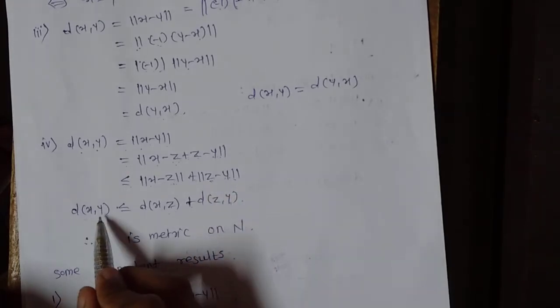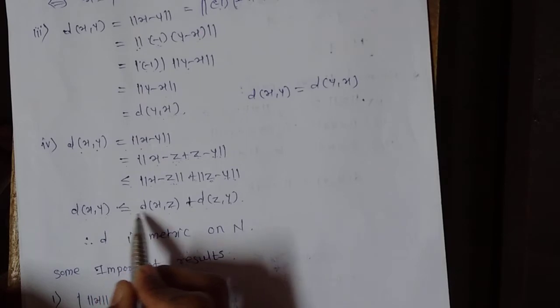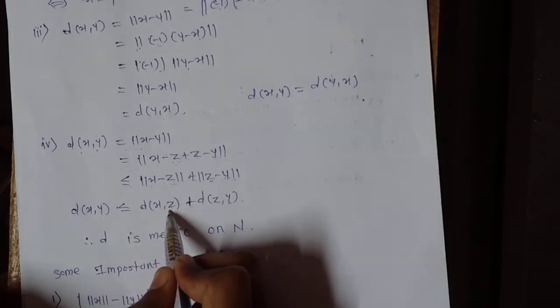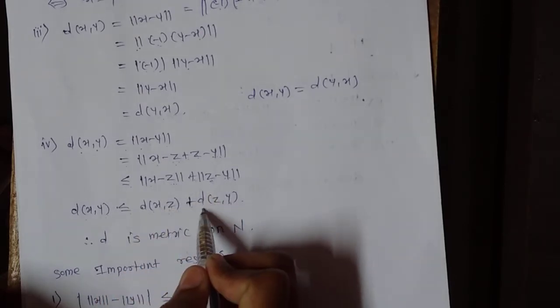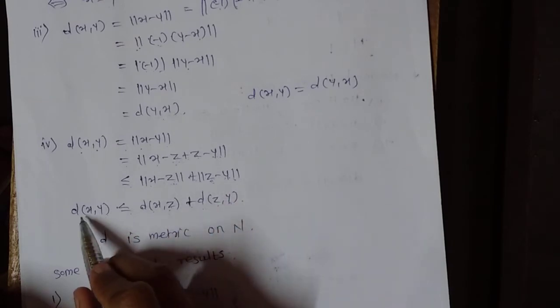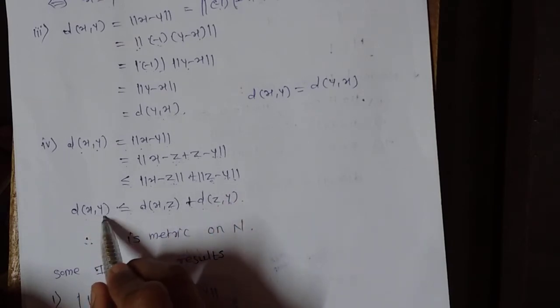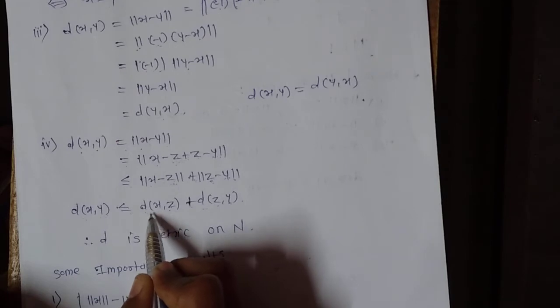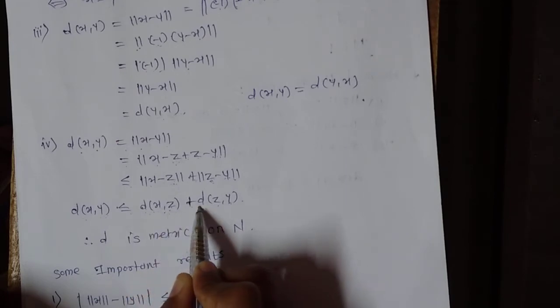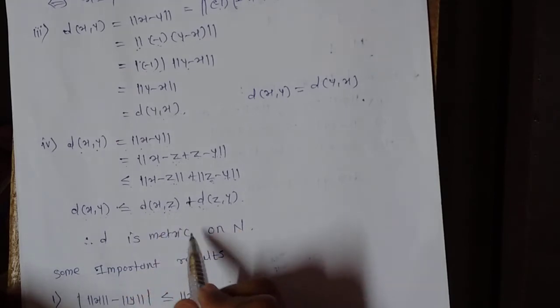That means the distance between x and y is less than or equal to the norm of x minus z, which is the distance between x and z, plus the norm of z minus y, which is the distance between z and y. That means the distance of x, y is less than or equal to the distance of x, z plus the distance of z, y. This is the triangle inequality.